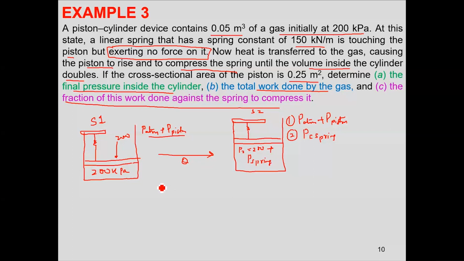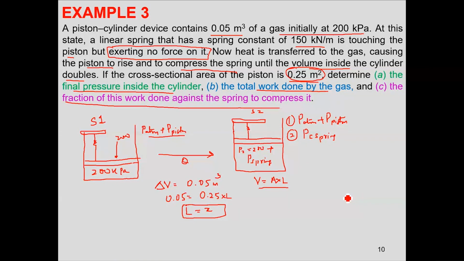If my volume has doubled, what is the change in volume? 0.05 meter cube. Very good. So 0.05 meter cube is the change in volume. And I already know that volume is area into length, and the cross-sectional area is 0.25 meter square, which is constant. So 0.05, the change in volume, equals area into length, with area 0.25. L represents the distance x which is moved by the spring.